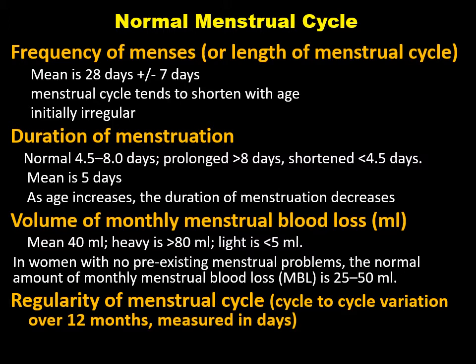Regularity of the menstrual cycle is cycle to cycle variation over 1 year, over 12 months. And this is why when we want to take a menstrual history, and if we want to know if these cycles are regular or not, it's inadequate to take 1 or 2 cycles. You need to take the cycle pattern over a whole year, and you check the differences between the cycles. The difference should be less than 7 to 9 days between the longest and the shortest. If the difference is more than 10 days, then we call these cycles irregular.